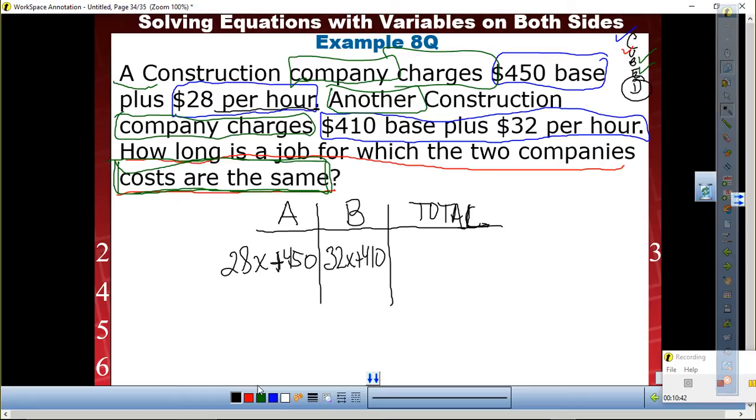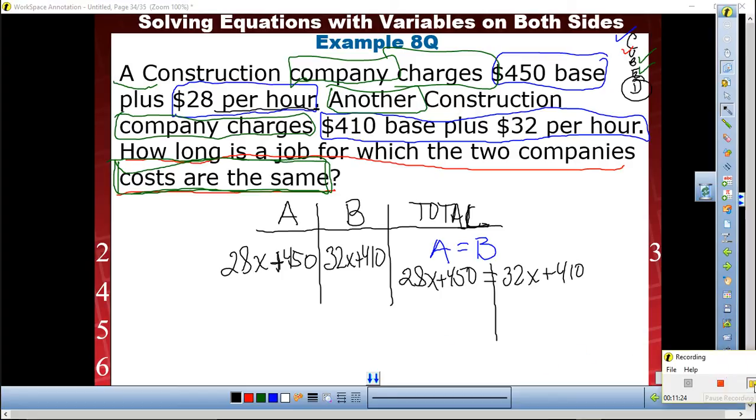All right. Now let's go find out what they're asking here. They're asking, how long is the job for which the two companies' costs are the same? So what they're saying is that company A needs to be the same, equal to company B. Now, do we know an expression for company A? 28x plus 450 equals 32x plus 410. And I want you to solve and write your sentence for your answer. I'll give you some time to do that.